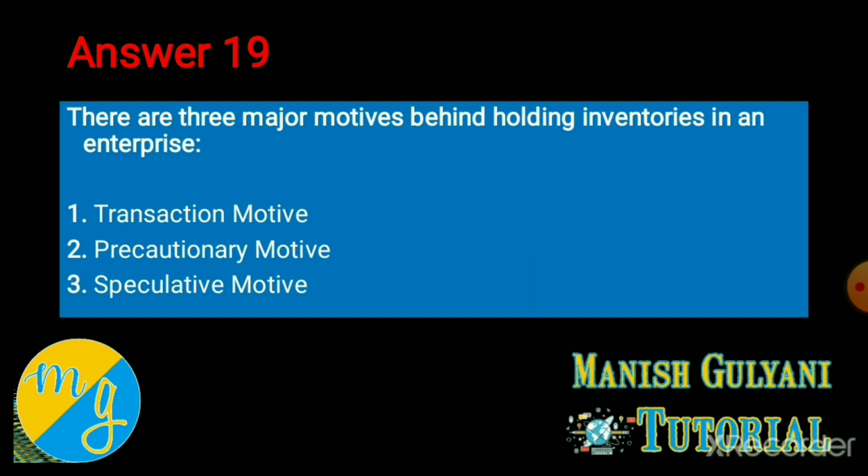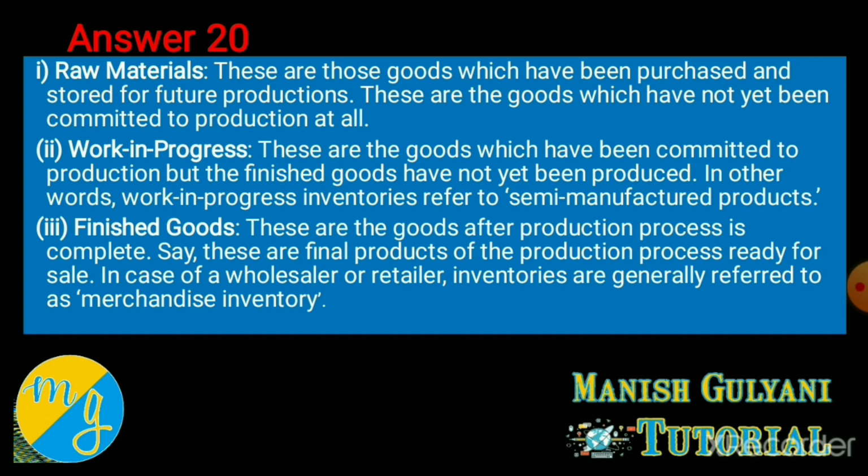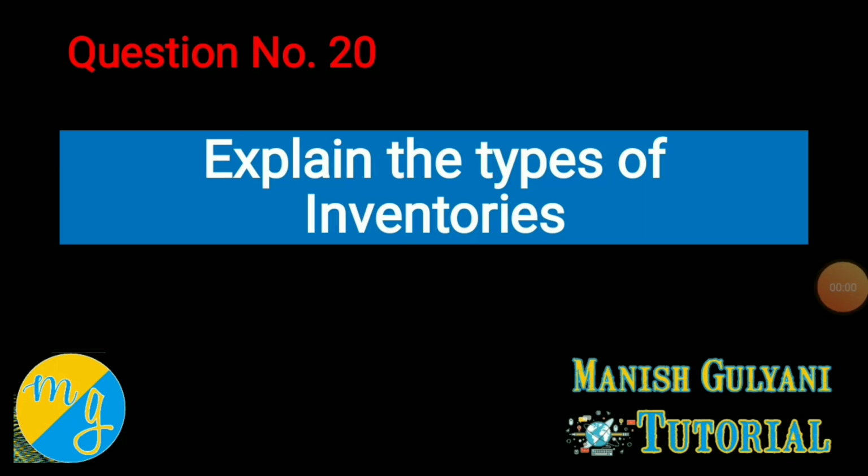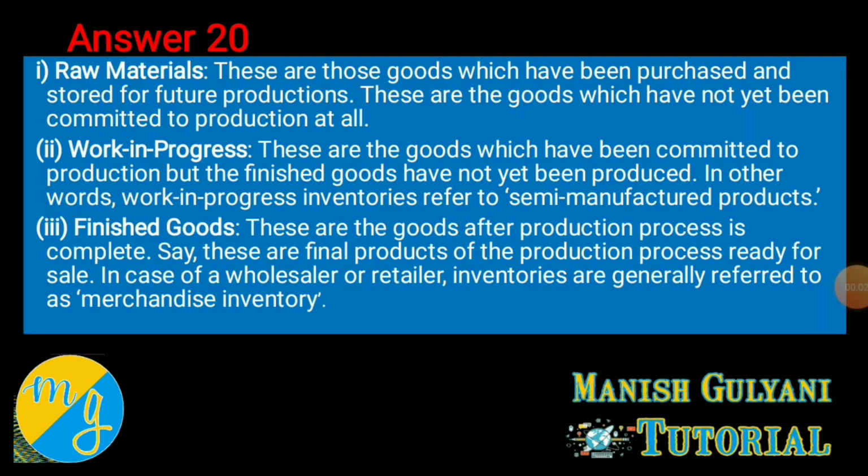Now next part is explain the types of inventories. There are mainly three types of inventories: raw material, work in progress, and finished goods. In my previous videos on inventory management, EOQ, and the last year university question paper, I explained these concepts in detail. Kindly watch those videos. In all these three videos, I explain the types of inventory.